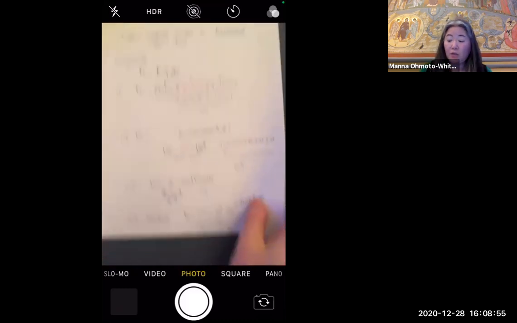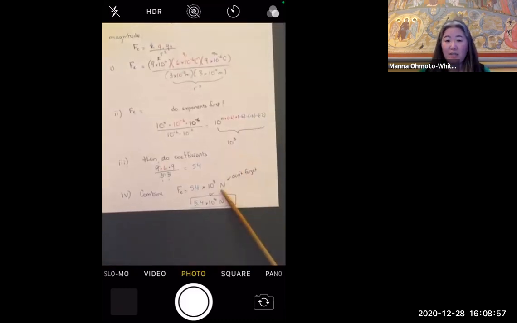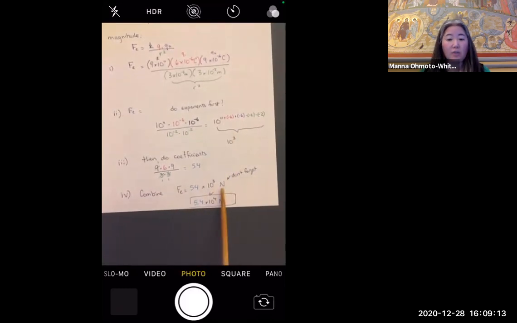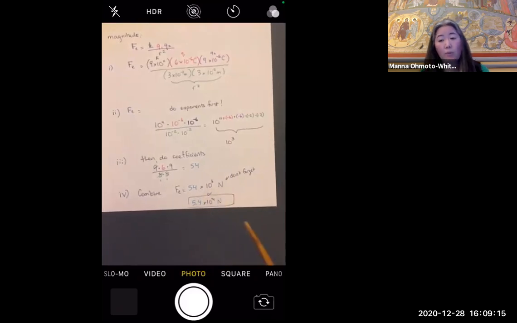And then I do my coefficients. That 10 to the third comes down here. Now I can just say 9 times 6 times 9 divided by 3 times 3. These things cancel out with that. It's the same thing as saying 6 times 9. So 54 times 10 to the third, and don't forget your units, newtons. The proper way of writing this would be 5.4 times 10 to the fourth newtons, but if you get this far, I'll be happy, right?